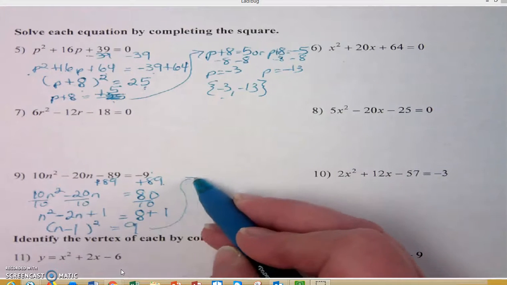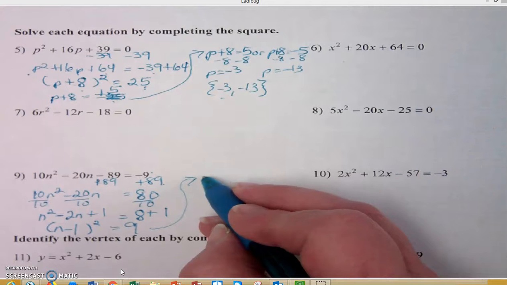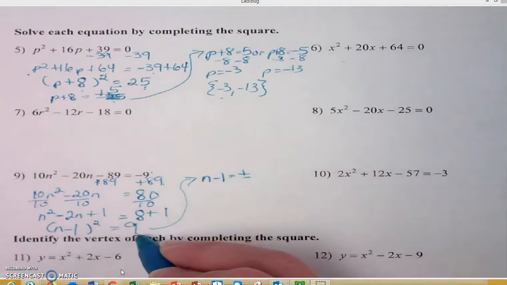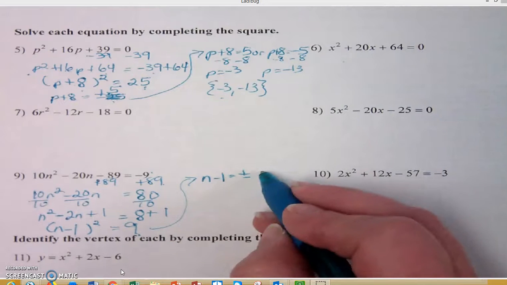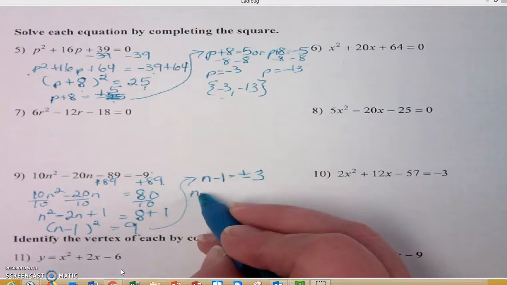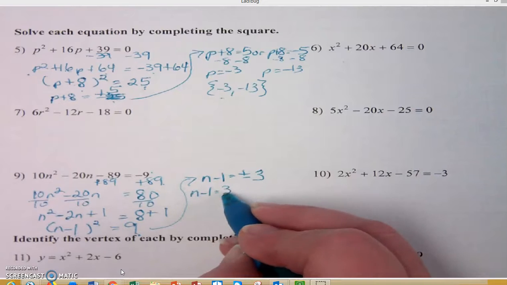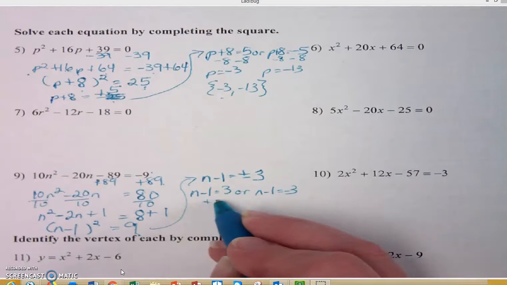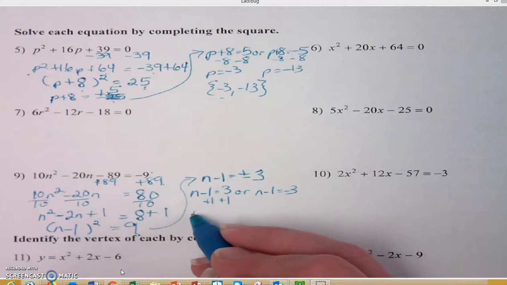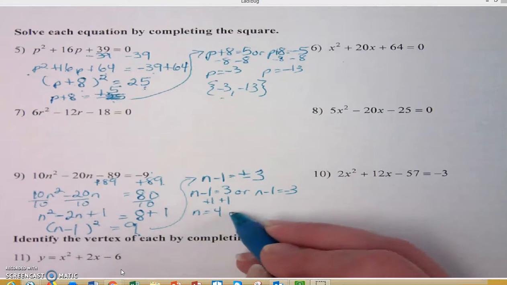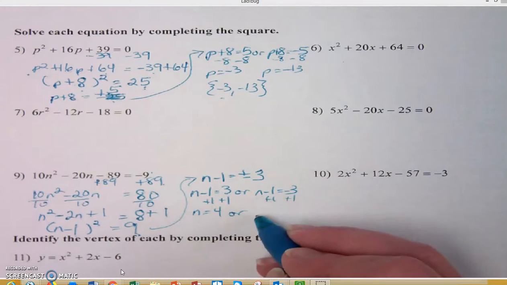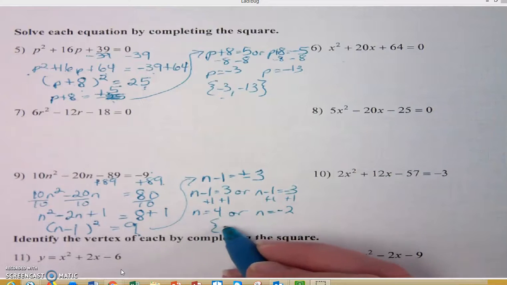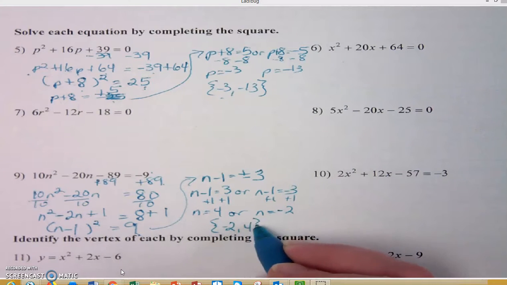When I take the square root of that, I'm going to get n minus 1 equals plus or minus. Remember to take the square root of 9. That would be 3. So either n minus 1 equals a positive 3, or n minus 1 equals a negative 3. Add 1 to both sides, and n equals 4. Or, when I add 1 to both sides here, I get n equals negative 2. So my solution set is negative 2, 4.